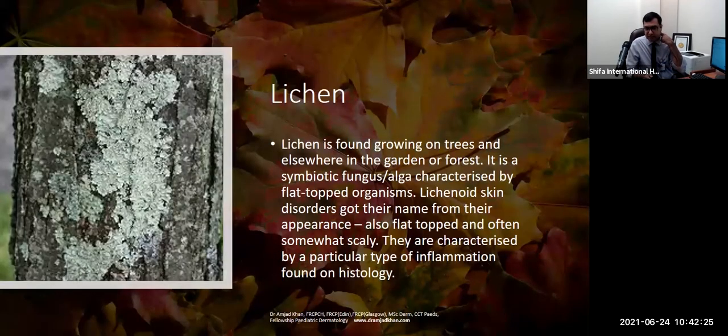Lichen. So lichenoid skin conditions. Lichen is found. All of us have seen them.